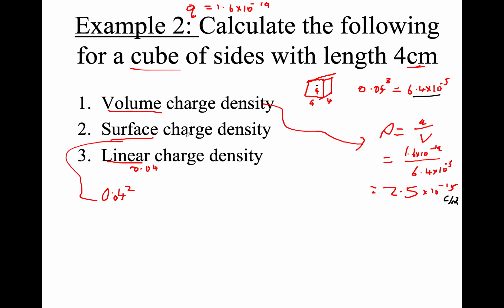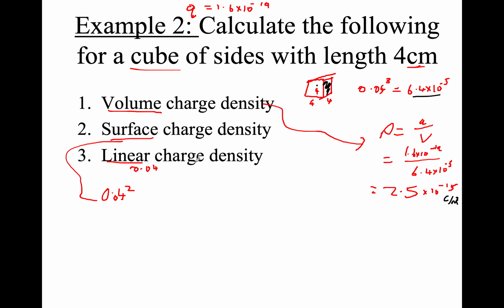And you can do the same thing for the surface charge density. This is just the area, so that's only one side, one surface, and that will be this side multiplied by that side, which is why we say 0.04 squared. Once you have that, you use the same formula. You will use density equals charge divided by area, and you get the final answer. And it will be coulombs per meters squared, not cubed, because volume is cubed, area is squared.